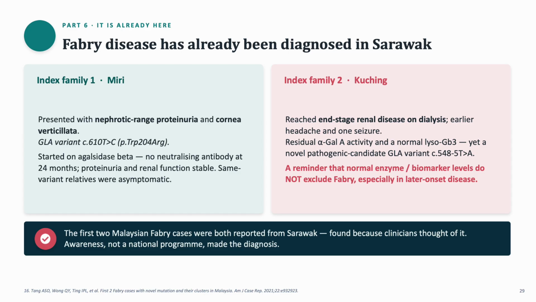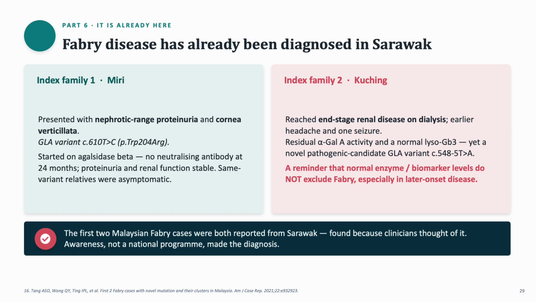The first two reported Fabry disease cases in Malaysia were both from Sarawak, one of them in Kuching. Published in 2021, Index Family 1 is a patient with nephrotic range proteinuria and eye problems, carrying a GLA missense variant. It's a classical variant. They started enzyme replacement therapy and developed no neutralizing antibody after 2 years. The kidney function stabilized, while the relatives with the same variant are asymptomatic till now.